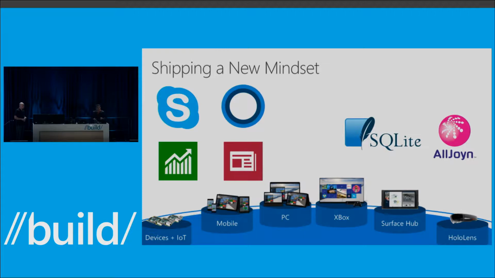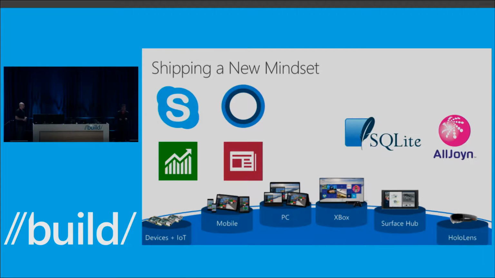Around the company, we're saying that we're shipping a new mindset, not just new features and new APIs. And this mindset involves embracing open source at each level in our stack. We're using open source in some of our flagship applications, such as Skype, Cortana, the Photos app, many of the MSN apps that you get out of box. Then we're exposing it in our SDK. AllJoyn, the Internet of Things software framework, is a great example of that. We're going to get into depth with that.